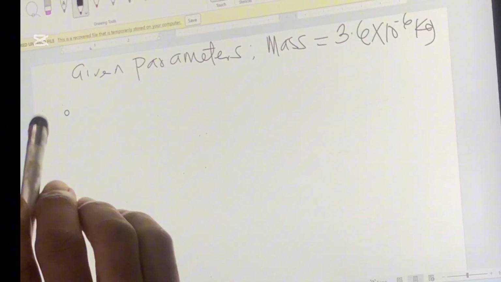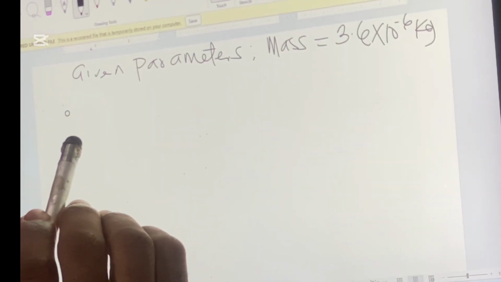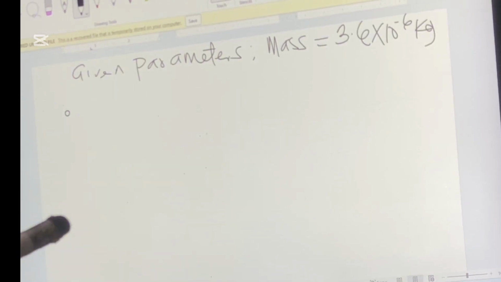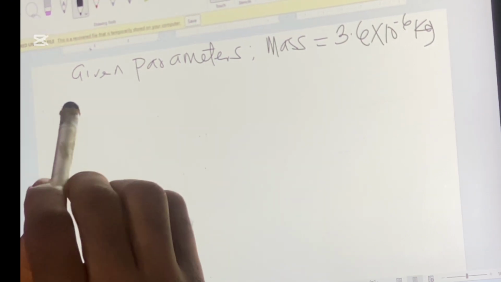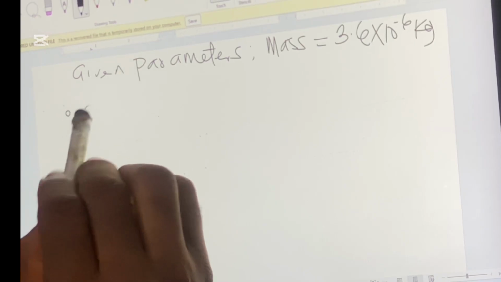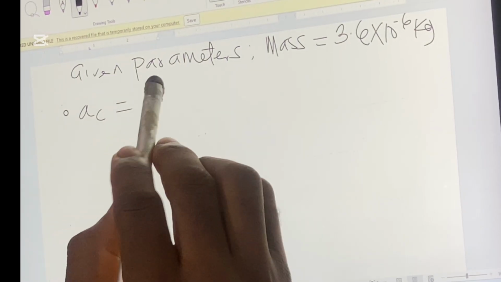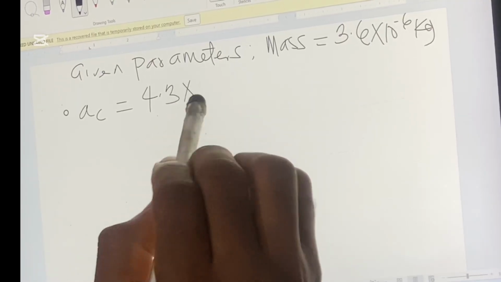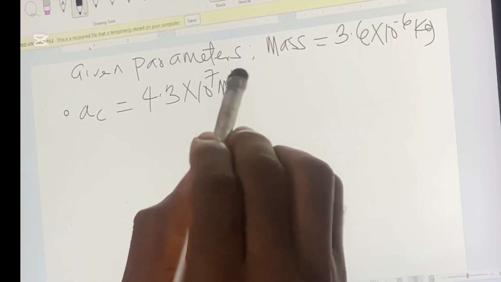Okay, now the next one given to us here is centripetal acceleration, that is radial acceleration. Either I call it radial acceleration or you call it centripetal acceleration. Any acceleration in a circle is called radial acceleration, or you can also call it centripetal acceleration. So our centripetal acceleration here, that is AC, is given to us as 4.3 times 10 to the power 7 meter per second squared.